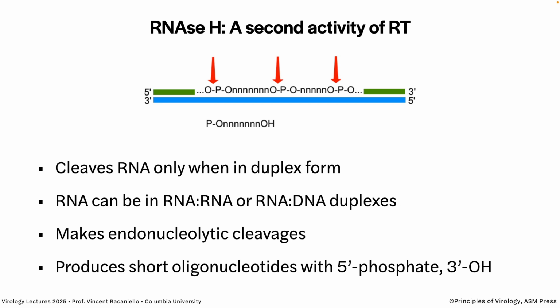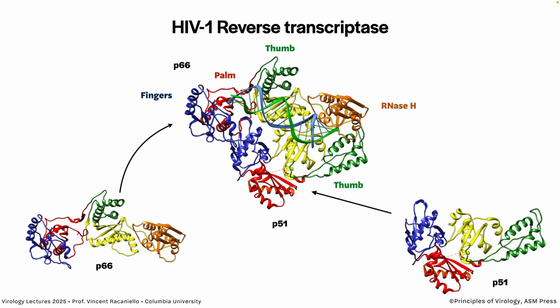But that's its function, because as you're copying the RNA into DNA, you no longer need the RNA. So RNase H gets rid of it. Here's the structure of HIV-RT. This happens to be a dimer. Not all of them are dimers. 2 subunits called P66 and P51. And at the top, they're shown together.